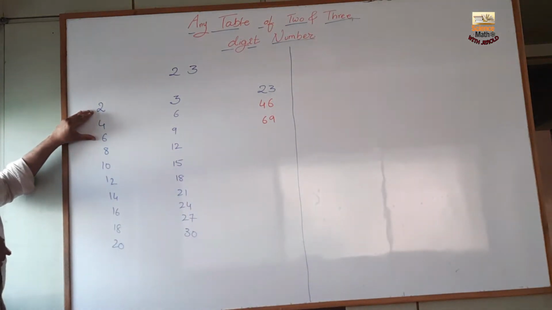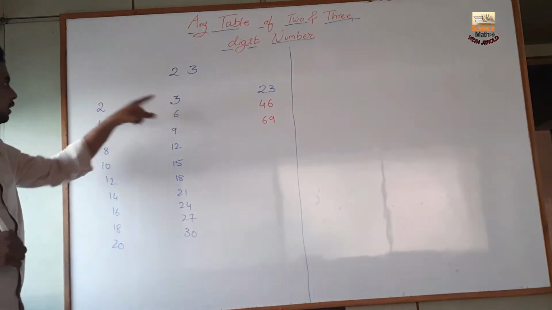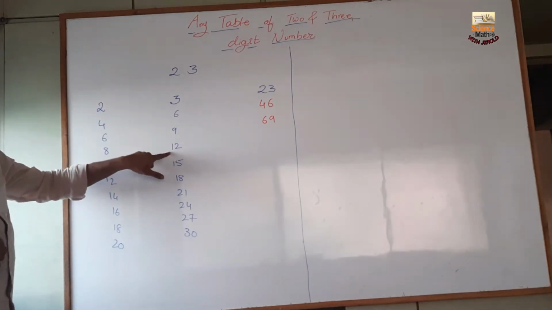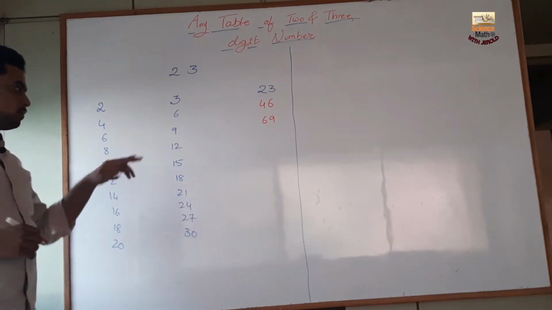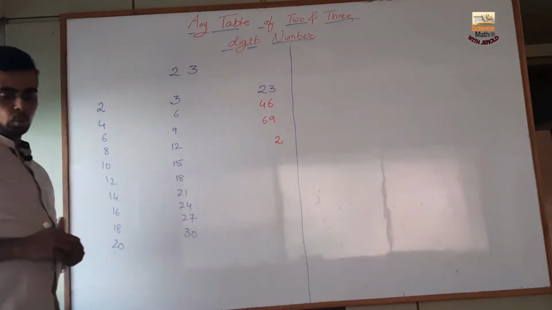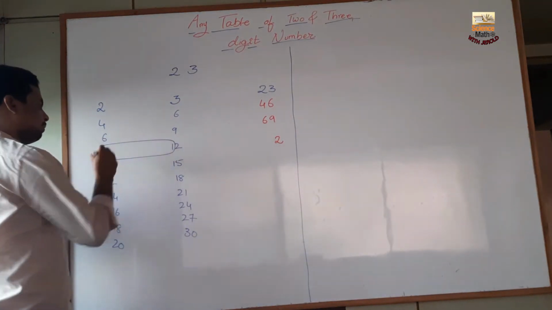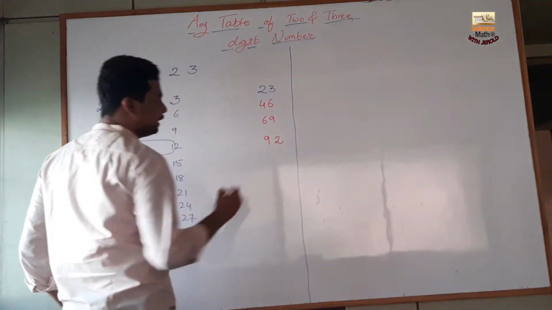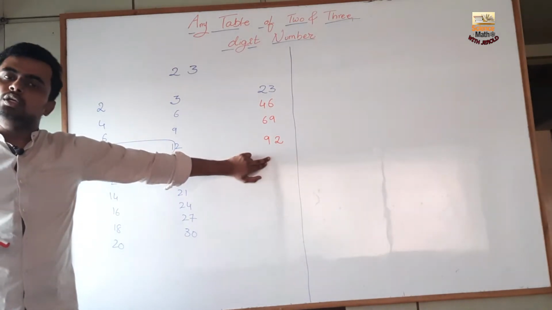This was a simpler part. Now what is 23 fours are? 2 fours are 8, 3 fours are 12. But 23 fours cannot be 812. So what I do is I write the last digit as it is, that is 2. Then I will add the remaining 2 numbers, that is 8 plus 1 will give me 9. So that is my 23 fours are 92.